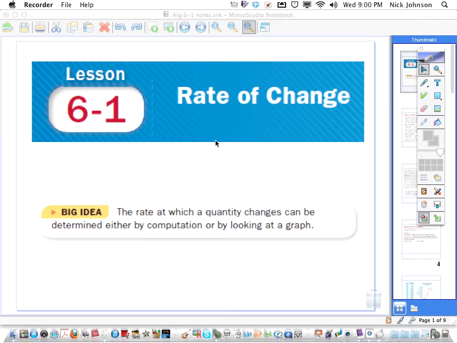Okay, what we're going to be talking about today is Lesson 6-1, Rate of Change. The rate at which a quantity changes can be determined either by computation, using your math, or also by looking at a graph. And we're going to look at both things as well as using a spreadsheet to determine the rate of change.